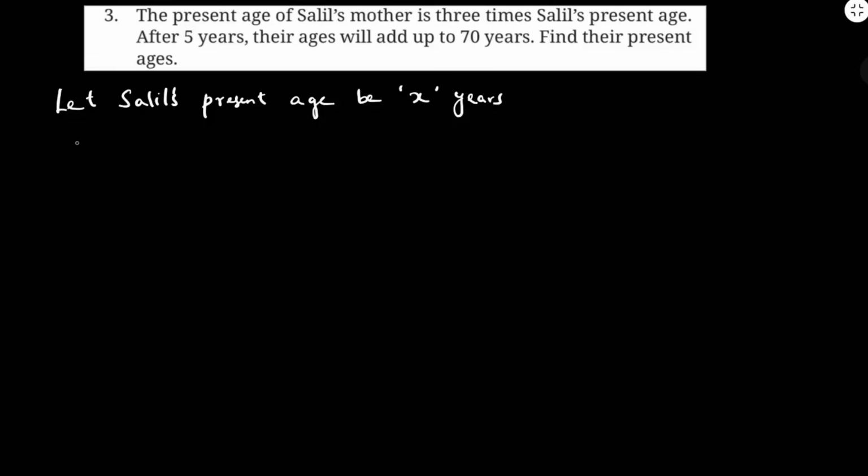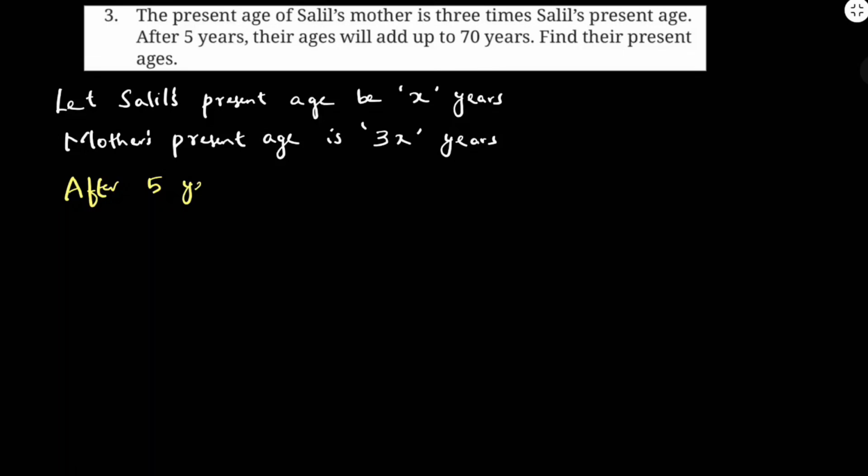Then his mother's present age will be 3x years, because they told very clearly the present age of Salil's mother is 3 times Salil's present age.